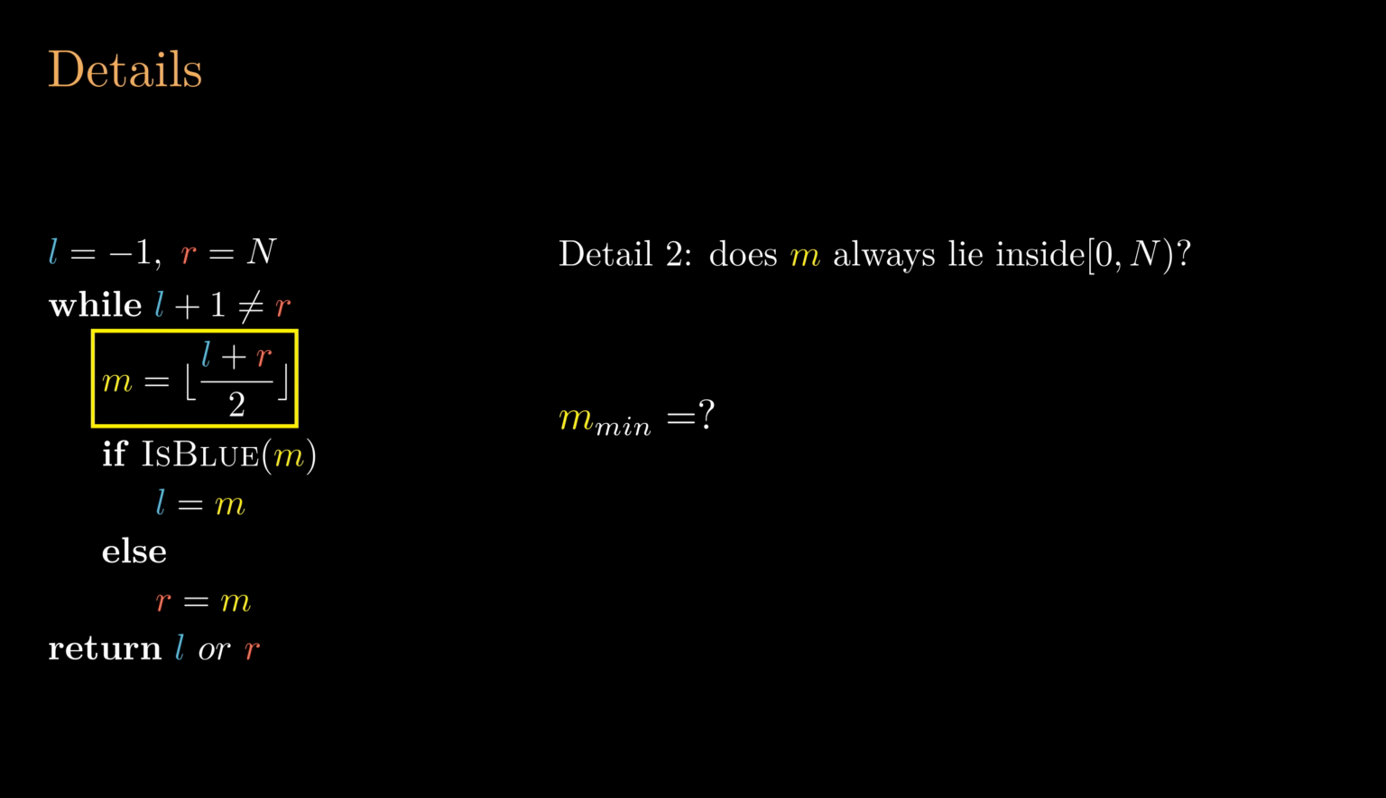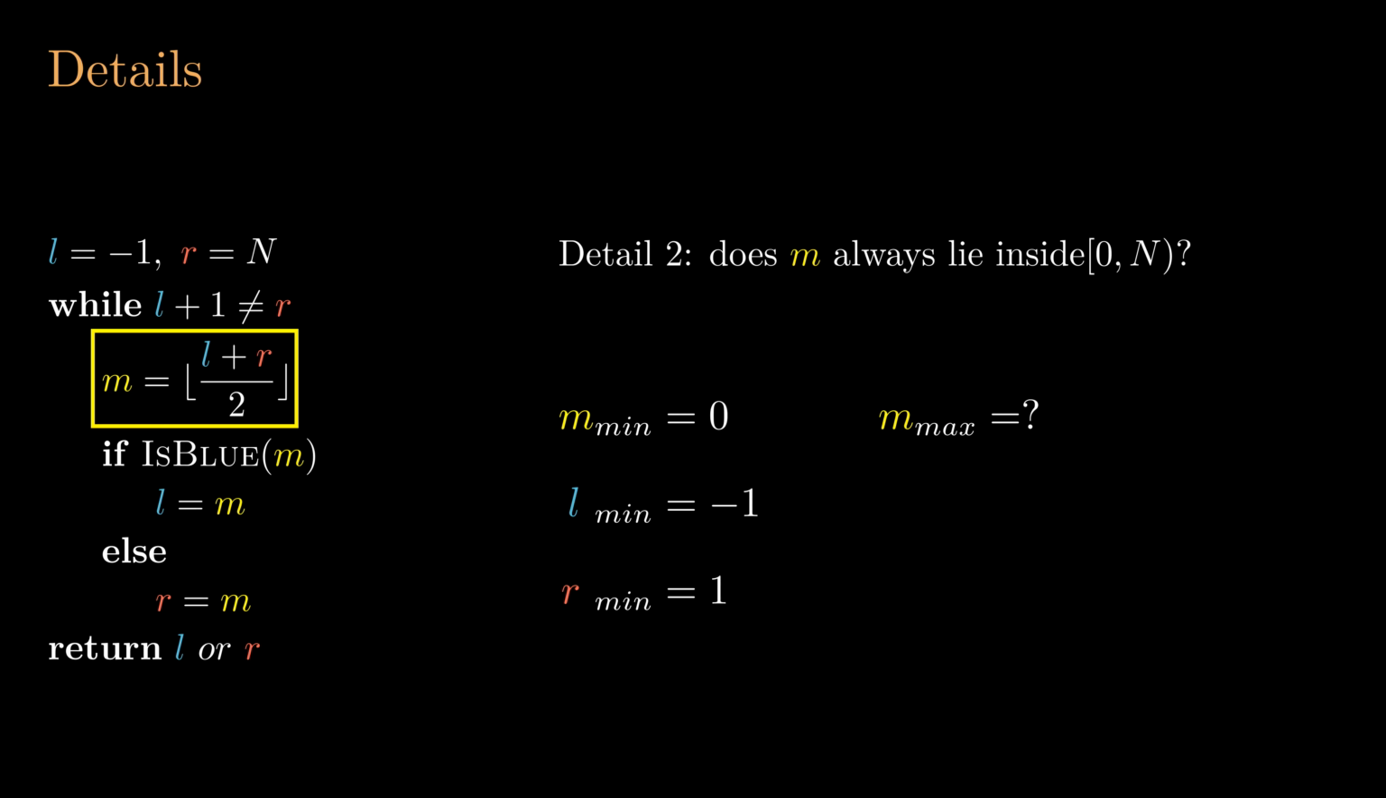Since m is equal to (L plus R) divided by 2, if we want m to be as small as possible, we need L and R to be as small as possible. The minimum value of L is its initial value, -1. The minimum value of R is 1 if the program is to enter the loop. Why is the minimum of R 1 instead of 0? Because if R is equal to 0, L plus 1 is equal to R, then the program would exit the loop. Since the minimum of L is -1 and the minimum of R is 1, the minimum of m, which is the sum of L and R divided by 2, is equal to 0.